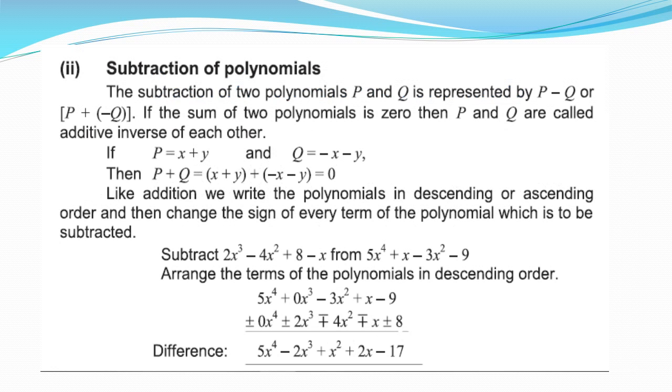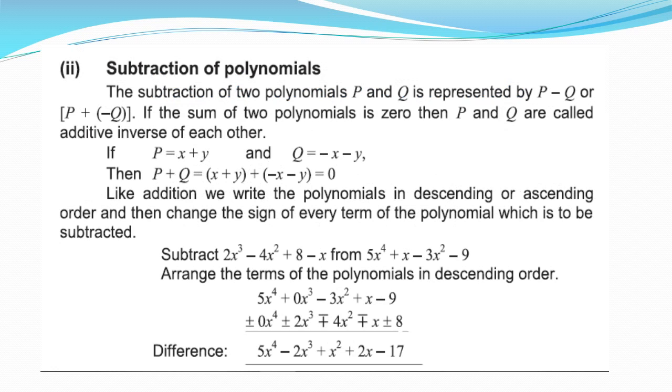Subtraction of polynomials. The subtraction of two polynomials p and q is represented by p minus q or p plus, in small bracket, minus q. Plus minus always minus. If the sum of two polynomials is 0, then p and q are called the additive inverse of each other. As we can see in the example, x plus y plus minus x minus y equals 0.